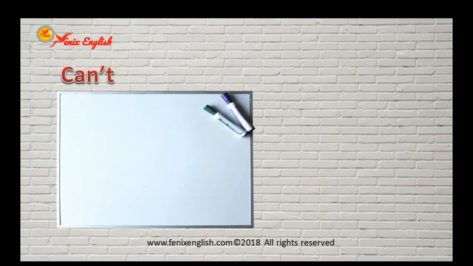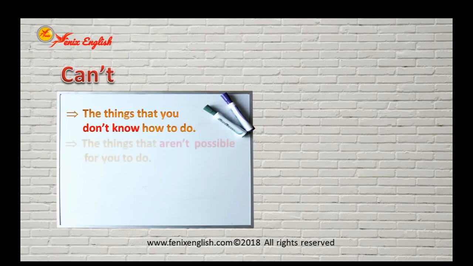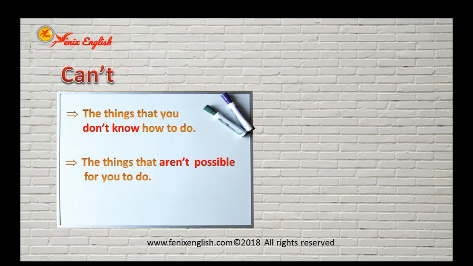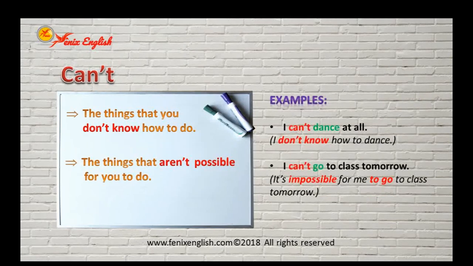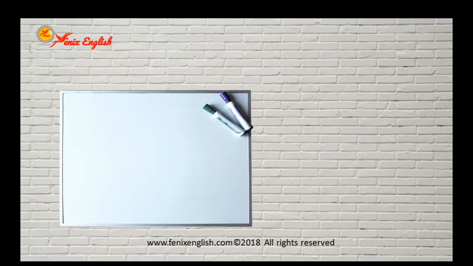Can't is used when talking about the things that you don't know how to do and the things that are impossible for you to do. Let's have some examples. I can't dance at all. The sentence means that you don't know how to dance. You used can't because you are talking about the things that you don't know how to do. The second example is I can't go to class tomorrow. This means that it would be impossible for you to go to class tomorrow for some reason, which is why you use can't.